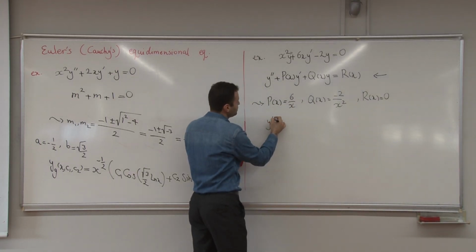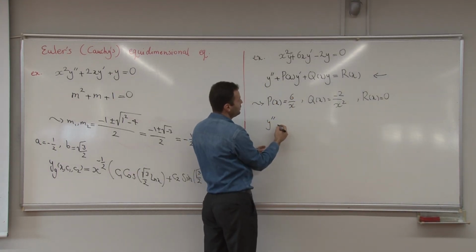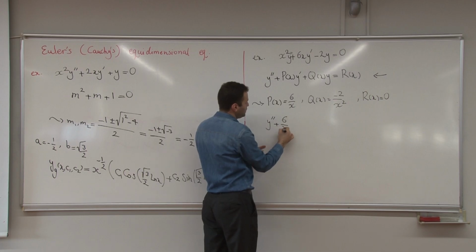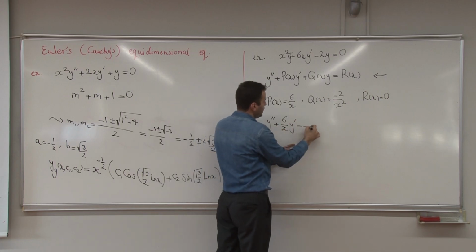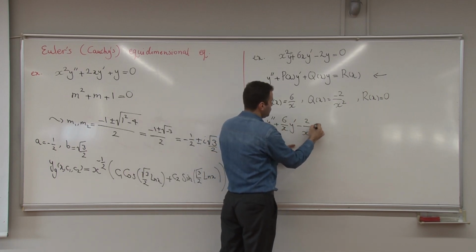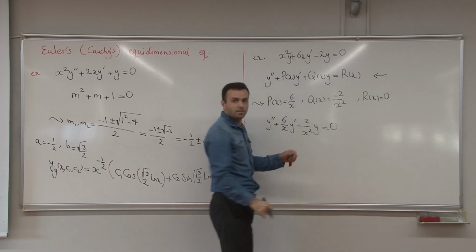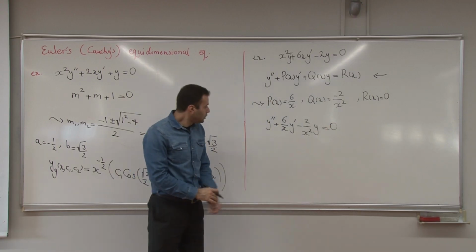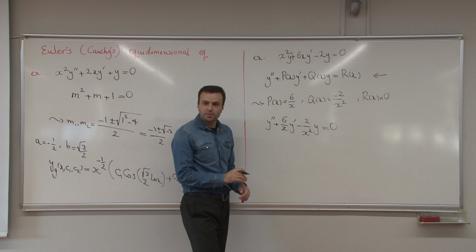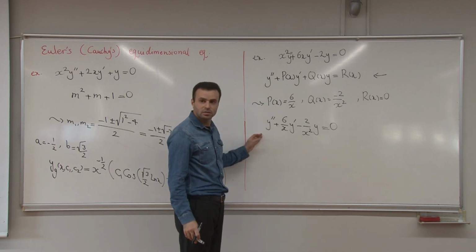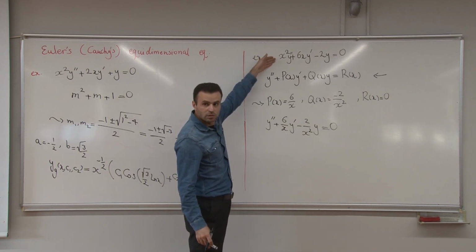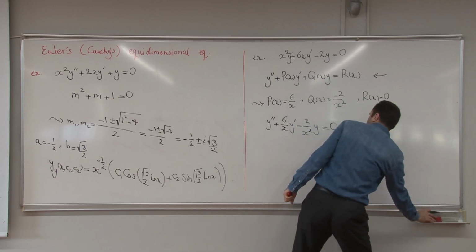This is y double prime. What do I have? Minus 2 divided by x squared y. Is this true? If I multiply this by x to the power of 2, then what I will get? I will get this one. Okay.